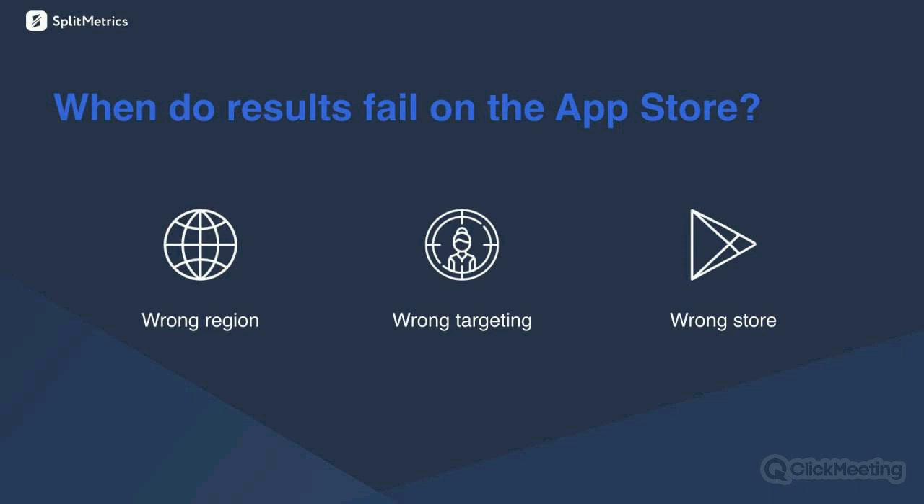It's super easy to start claiming A/B testing worthless in this situation, but targeting inaccuracy is to blame here. The same is true when you apply the results of A/B testing in Google Play to the App Store, failing to acknowledge the difference between Android and iOS users. They have a different perception of the store and varying behavior patterns. So the three most popular reasons behind low results on the App Store are wrong region, wrong targeting, and wrong store.